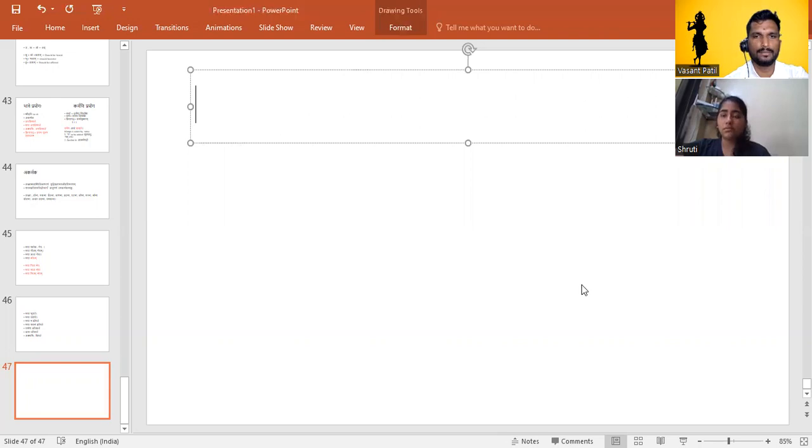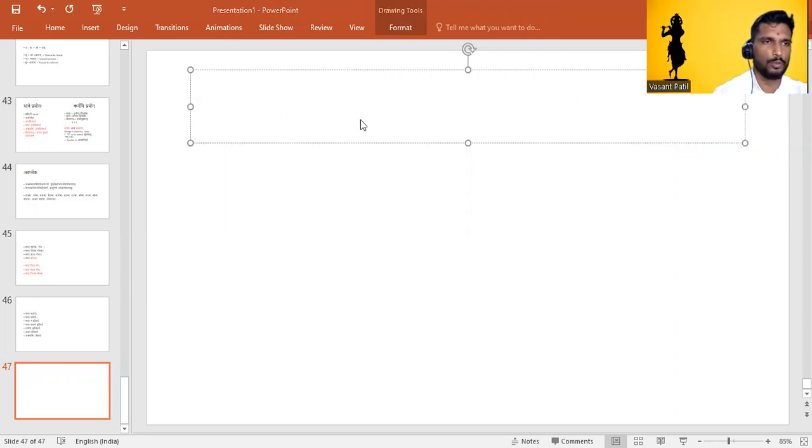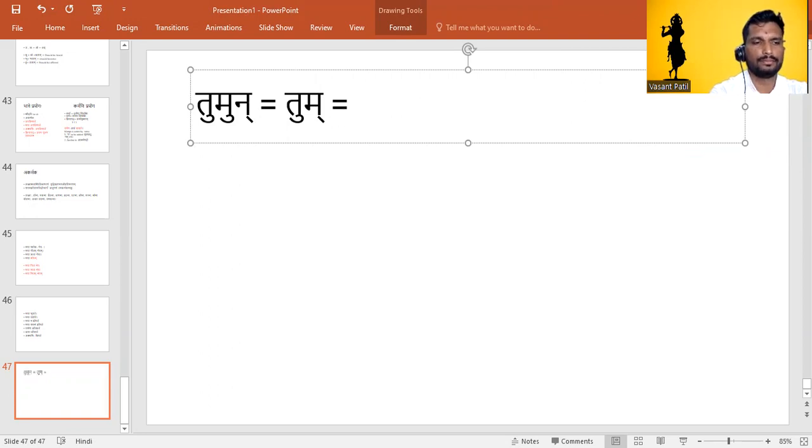Now, tumun pratyaya. First what remains, we'll see, then what is its meaning. Tumun. Meaning, what remains? Tum remains, and meaning is in order to. Tumun meaning is in order to. In Hindi, के लिए. In order to. This is the meaning.